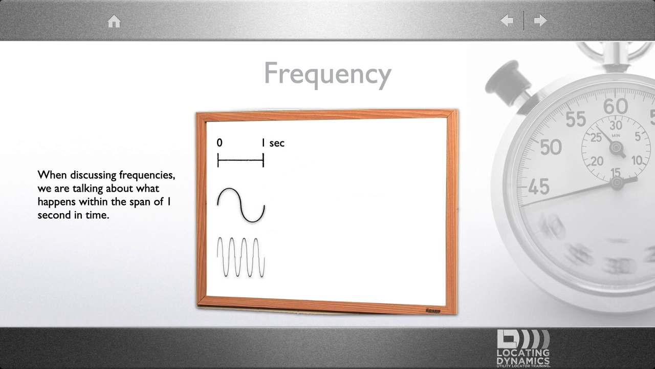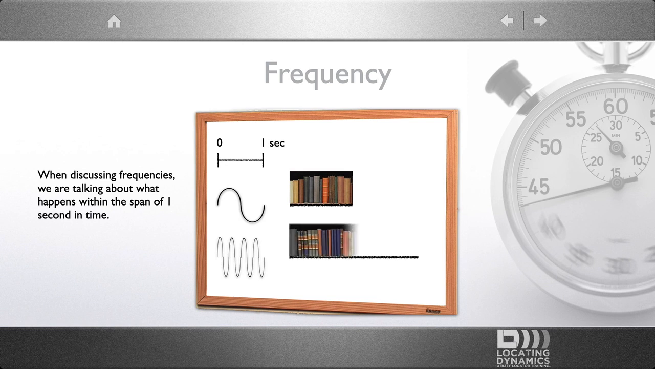In this example, the top sine wave symbol represents a low frequency. The bottom sine wave symbol represents a high frequency. If you were to stretch each one of those lines out, and they represented a bookshelf, which bookshelf could hold the most amount of books? The low frequency or the high frequency? The high frequency.